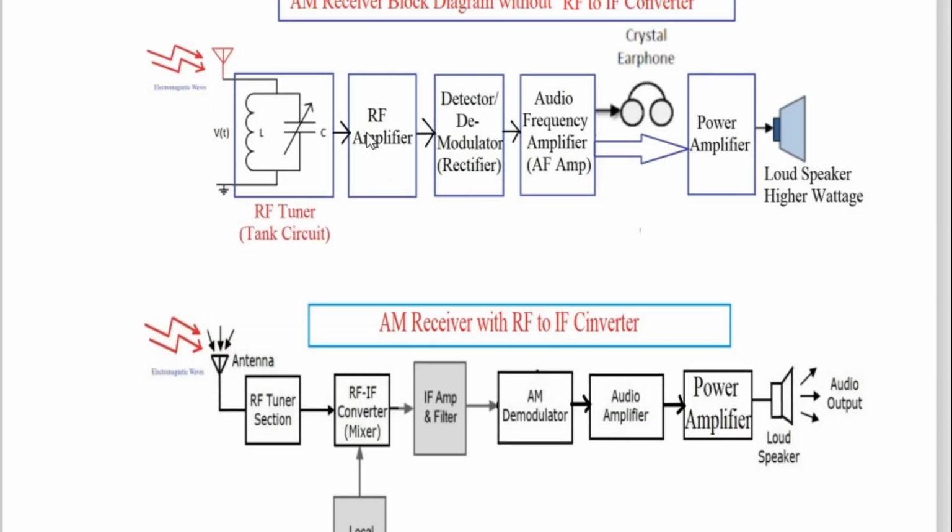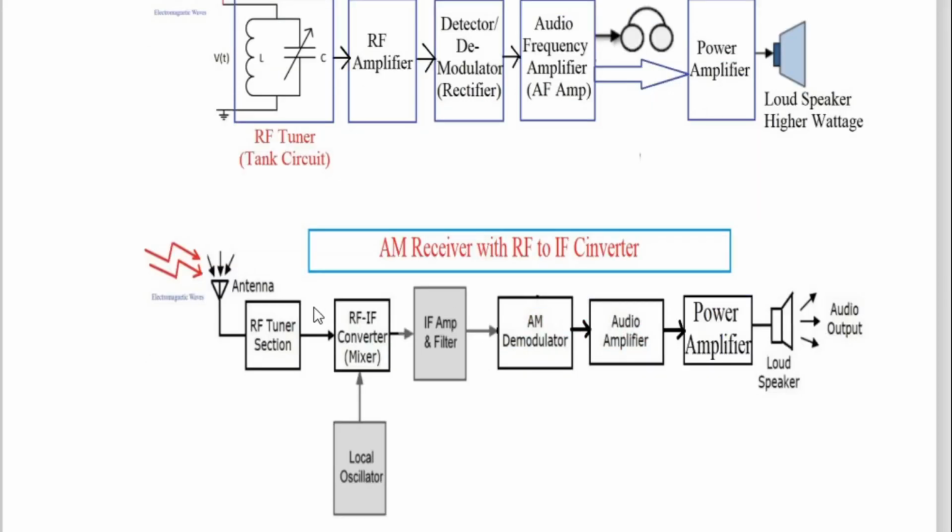Here you see, there is an RF amplifier after tuning of the particular radio station, because that is the RF frequency, radio frequency. Here, when you use the RF to IF converter, the output of that block is the intermediate frequency, which corresponds to the radio frequency caught by the antenna, and here it is called IF amplifier and filter, of course a frequency filter.